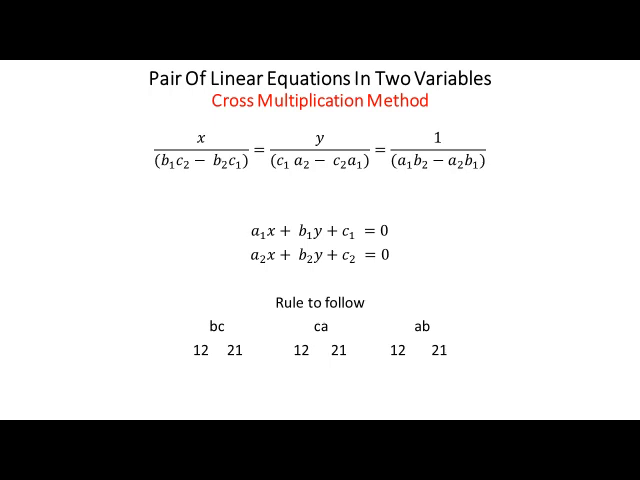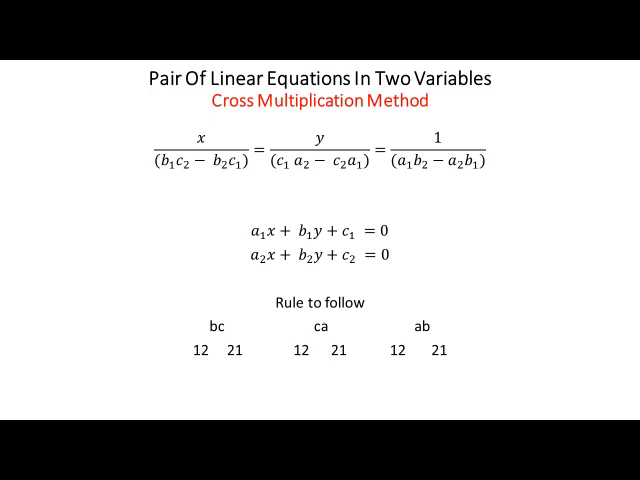Now where B1 is the coefficient of y from the first equation and C2 is the constant from the second equation. Similarly, B2 is the coefficient of y from the second equation, whereas C1 is the constant from the first equation. And one thing is very important, that between 1 2 and 2 1 there is always a minus sign. The minus sign will be there.